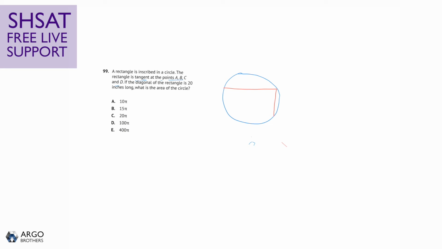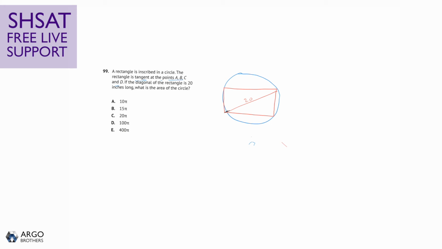Here is my rectangle. Oops, sorry about that. That is a very ugly rectangle. All right, so it looks something like this. Forgive my drawing, but it looks something like this, right? And then the diagonal of the rectangle is going to be 20. Okay. Well, what is special about this, right? How is this information useful for us?